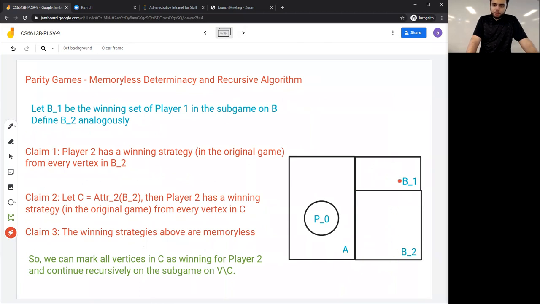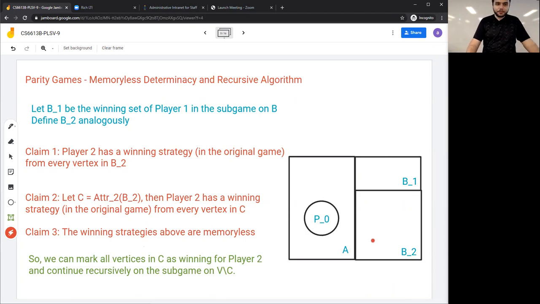And here basically B1 is the set of vertices from which player one has a winning strategy, but this is not in the original game. It's only in the subgame that was restricted to B, right? And B2 is the set of vertices from which player two has a winning strategy. And this is also again in the subgame that is restricted to B.